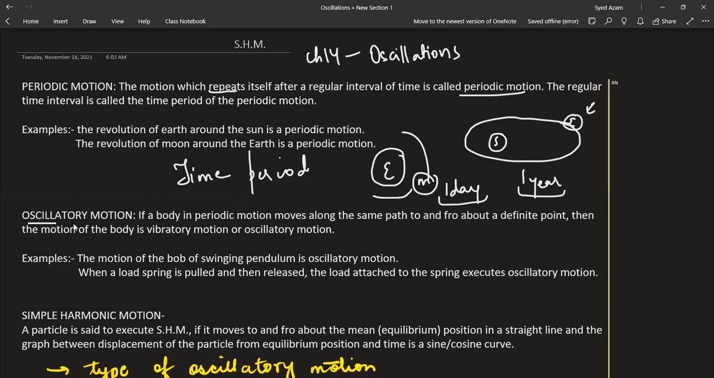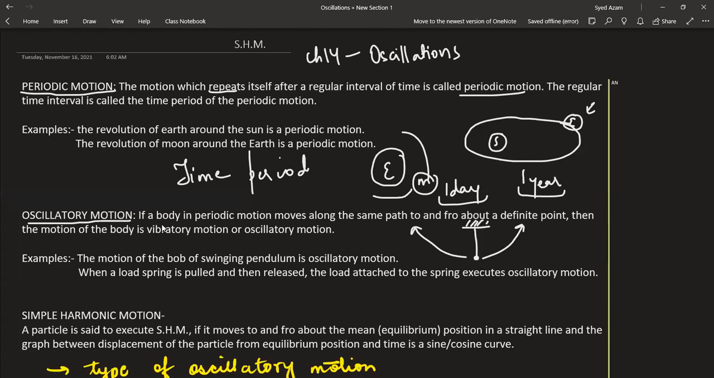Now, what is an oscillatory motion? In oscillatory motion, there is to and fro motion. Say there is a rough surface with a pendulum attached to it. It goes here, comes back, again goes here, comes back, like this. So there's a to and fro motion about a definite point.